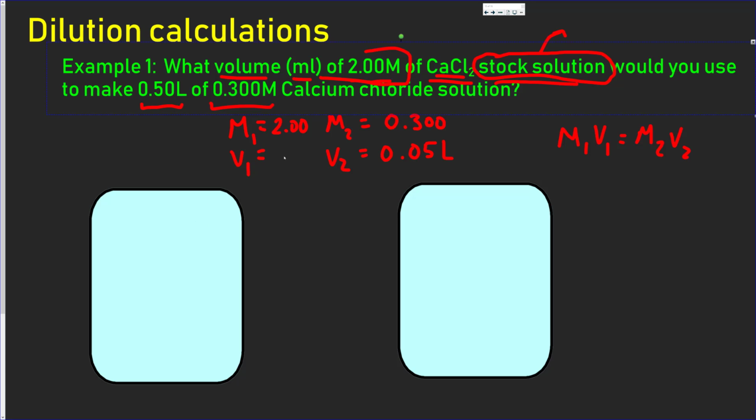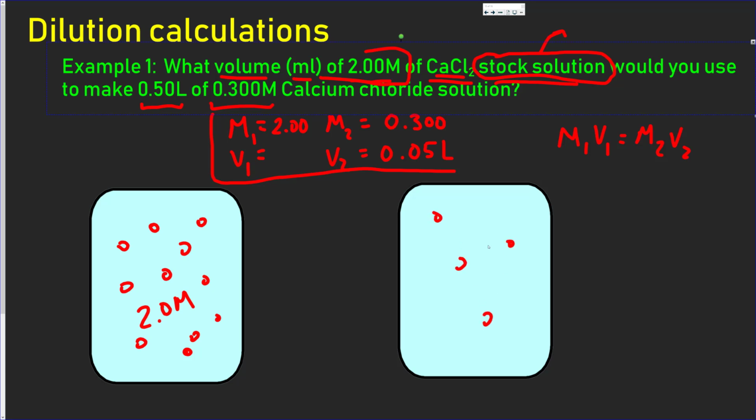If you understand what's happening here, you start off with a very concentrated molarity. This is your 2.0 molarity. So you have a lot of solute in solution, and then you want to make a very dilute solution. So that's 0.3 molarity, right? This is your 0.3 molarity. So let's plug this all into this formula.